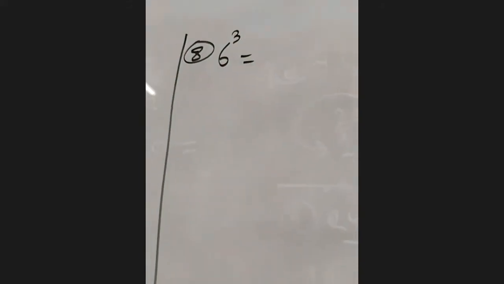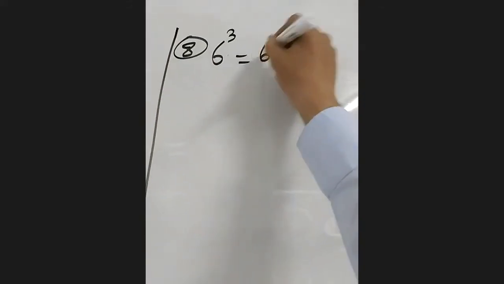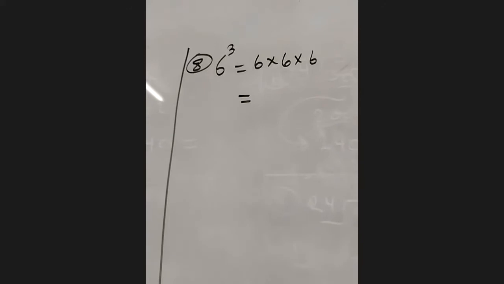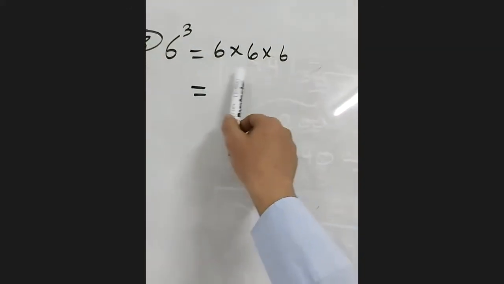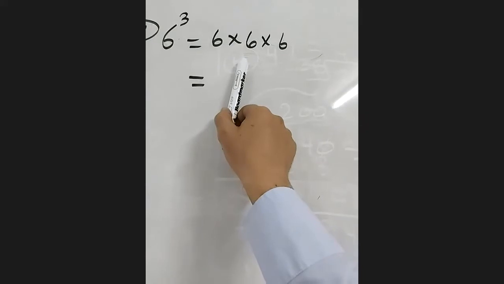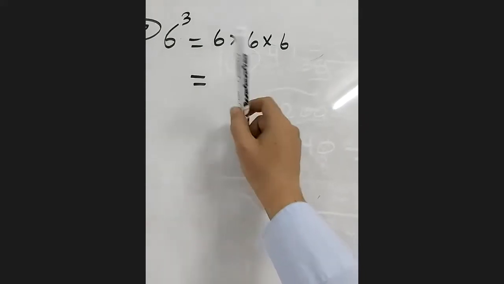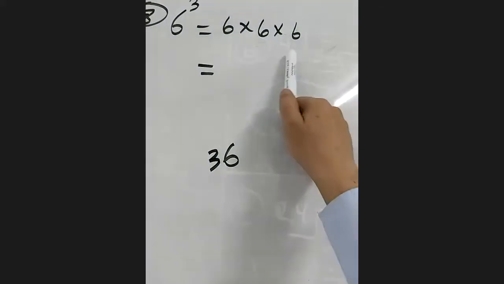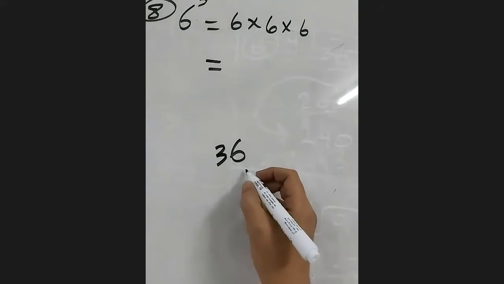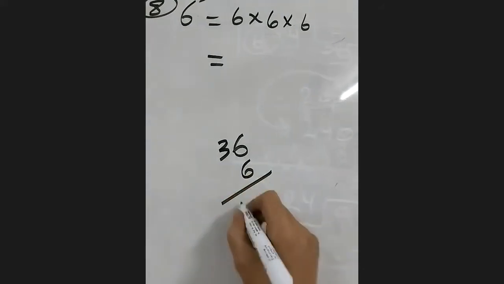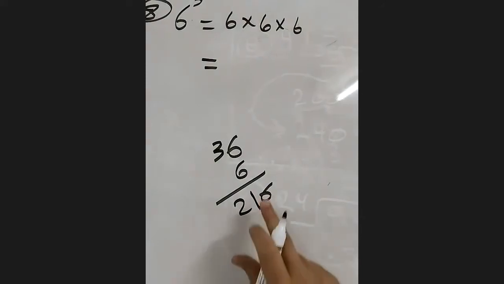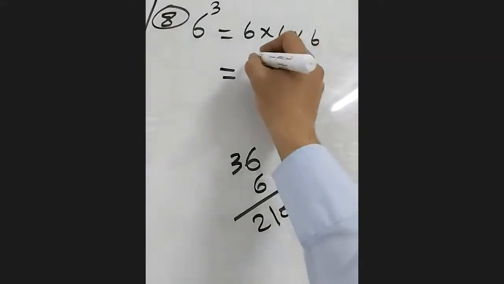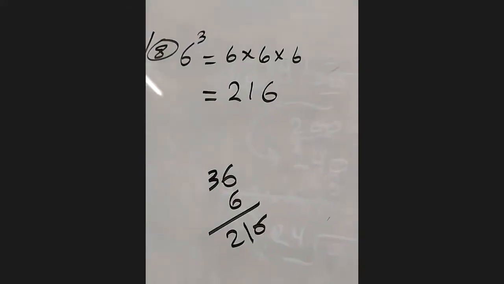What's this equal, ya Hilal? 6 multiply 6 multiply 6. Mumtaz. How do we find it? 6 multiply 6 is 36. Mumtaz. Now, 36 multiply 6. Do you know, or let's calculate it? Let's check. 6 by 6, 36. 6 by 3, 18, plus 3, 21. Mumtaz. 216. Excellent, Hilal. Thank you.